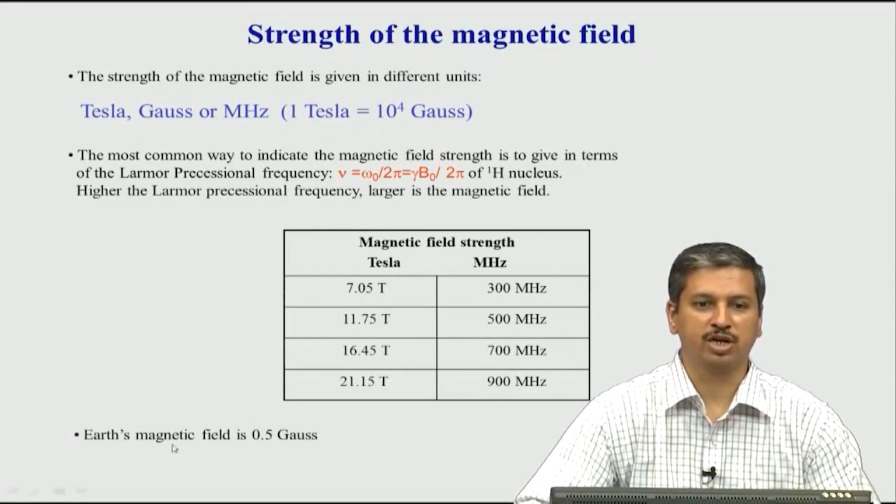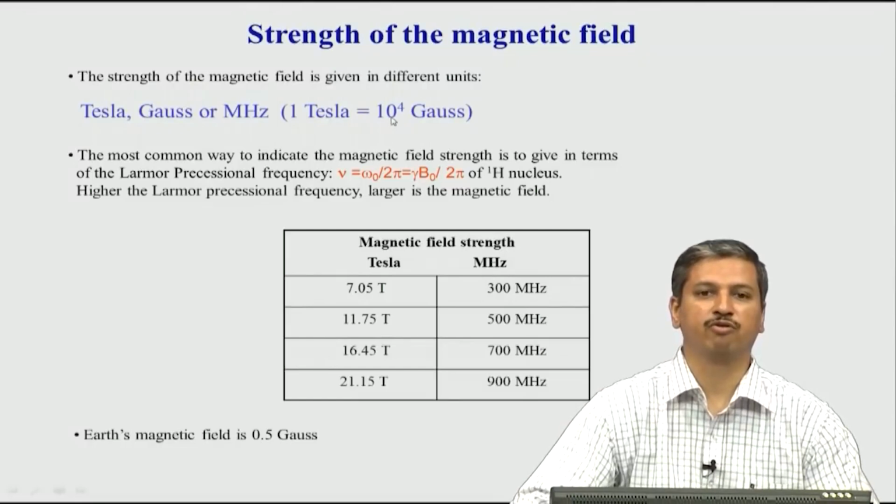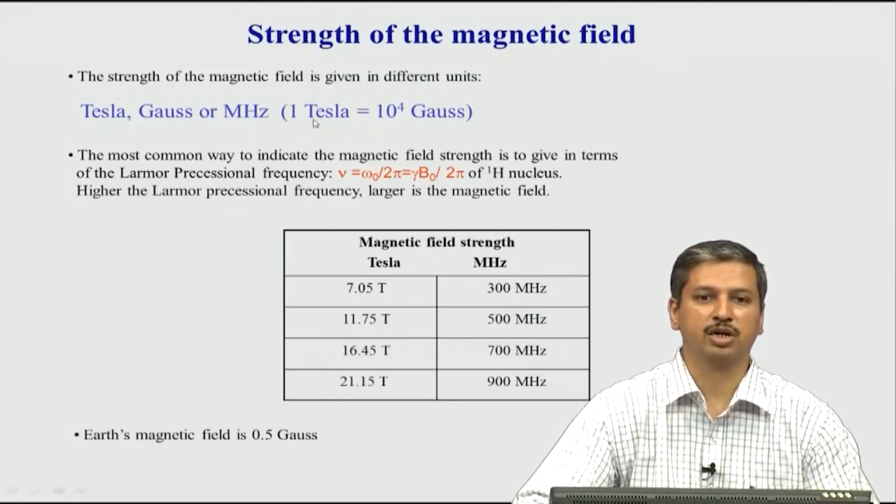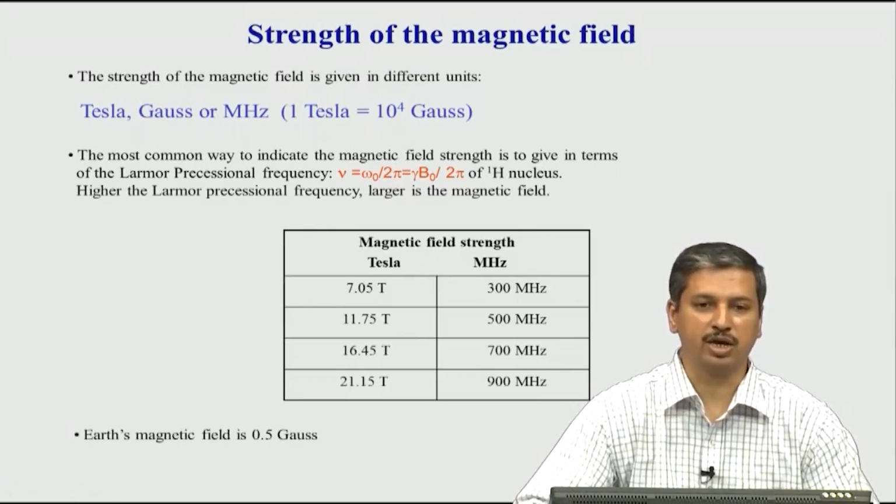And to just put it in perspective, the Earth's magnetic field is very small, it is 0.5 Gauss, whereas if you look at this, we are talking about 10 to the power 4 Gauss in the typical laboratory magnetic field. So, the magnetic field we use in NMR is really orders of magnitude higher compared to Earth's magnetic field. Therefore, we are using a very strong magnetic field, and there are associated precautions which have to be taken practically, that we will look at when we come to the hardware aspect.